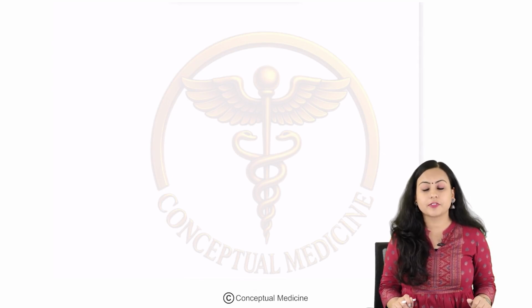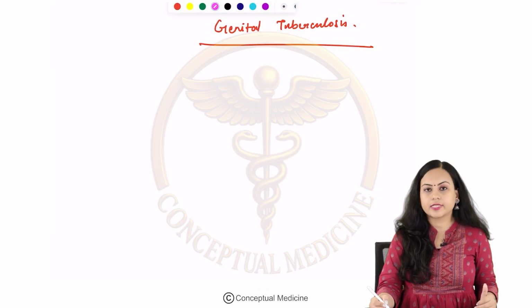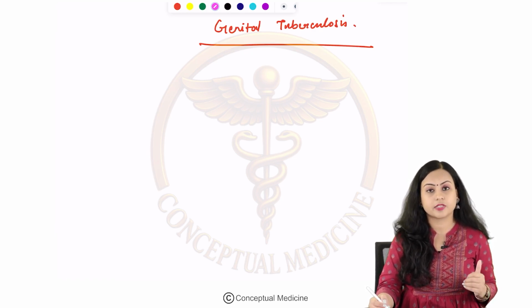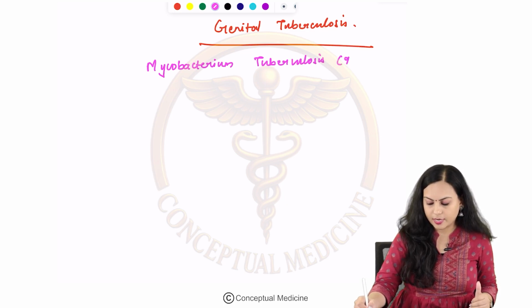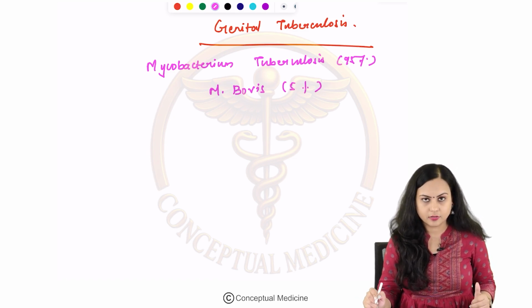In this video, we are going to discuss genital tuberculosis. The most common organism causing genital tuberculosis is Mycobacterium tuberculosis in 95% of the cases, whereas Mycobacterium bovis can also cause genital tuberculosis in 5% of the cases, right?